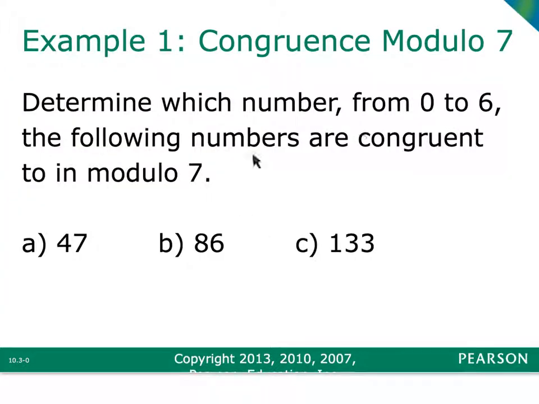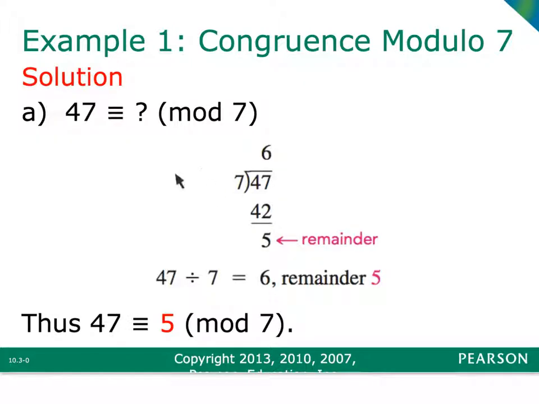So let's look at, we're going to use modulo 7 for this example, and we're going to look at number 47. So we start by saying, okay, 47 is congruent to what modulo 7? So we divide 47 by 7, and 7 times 6 is 42. We subtract, and we get that 5 is our remainder. So we can say that 47 is congruent to 5 modulo 7. So that 5 is the remainder. You can see that remainder is coming from here, right? We just put it there.